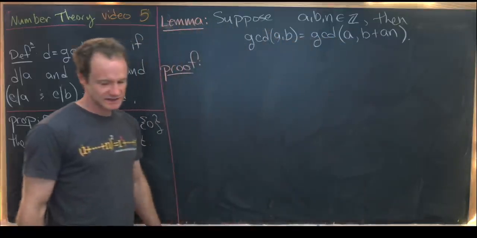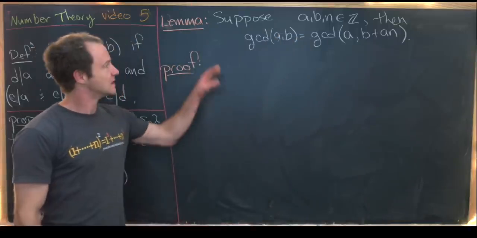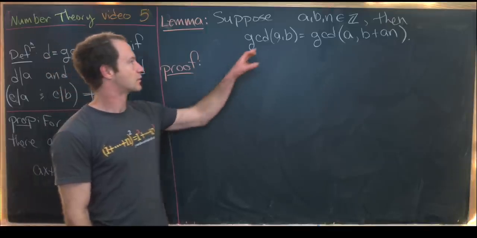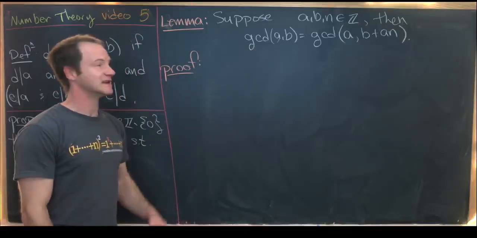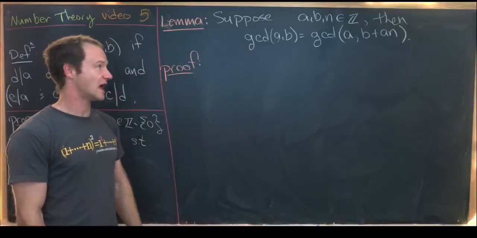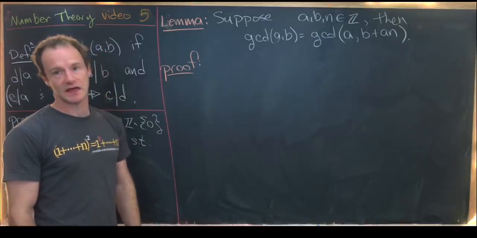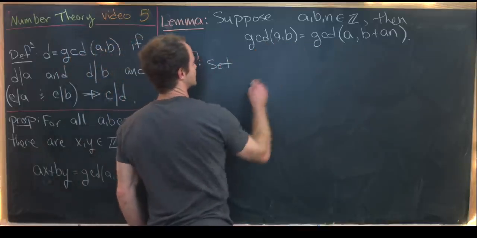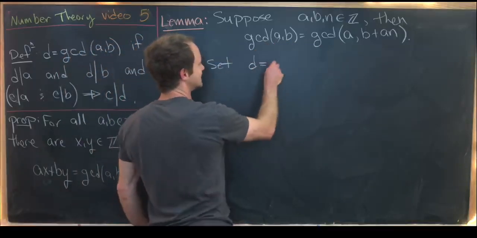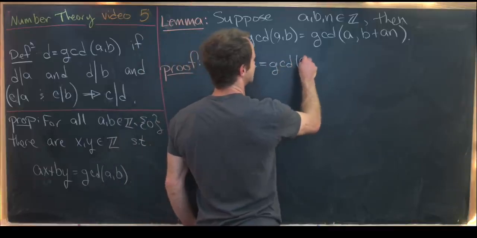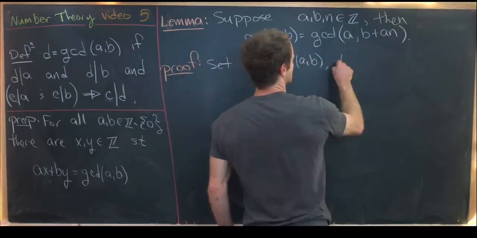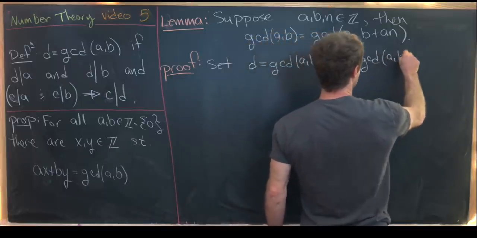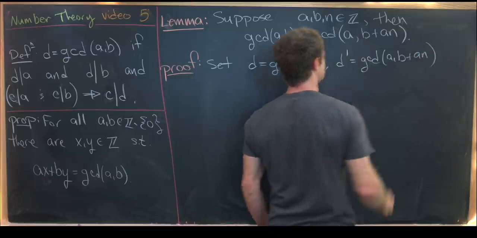Okay, so let's start with the following lemma. We want to suppose that a, b, and n are integers, and then we'll prove that the GCD of a, b is the same thing as the GCD of a with b plus an. Okay, so let's get to it. So let's maybe give these two numbers names. We'll set d equal to the GCD of a and b, and then we'll set d prime equal to the GCD of a and b plus an.